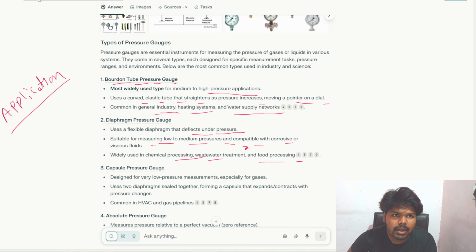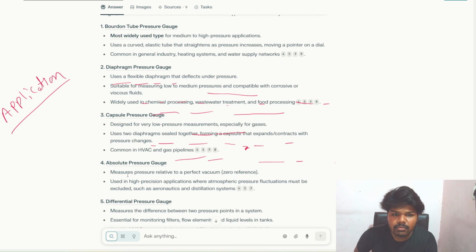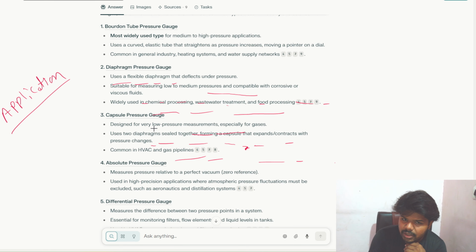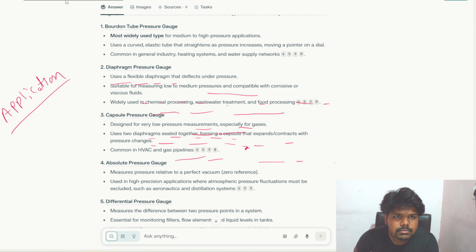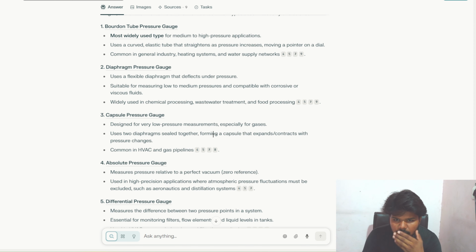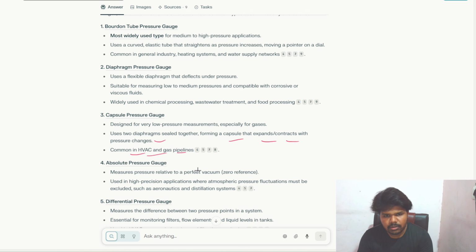And another one is capsule pressure gauges. Capsule pressure gauges are designed for very low pressure measurement, especially for gases. They use two diaphragm shells together, forming the capsule, which expands and contracts with the pressure change. Commonly used in HVAC and gas pipelines.